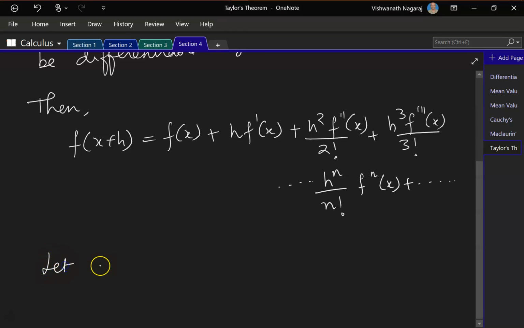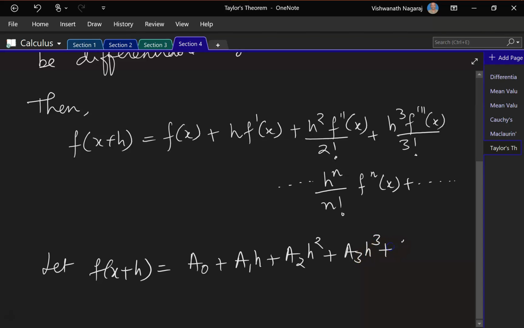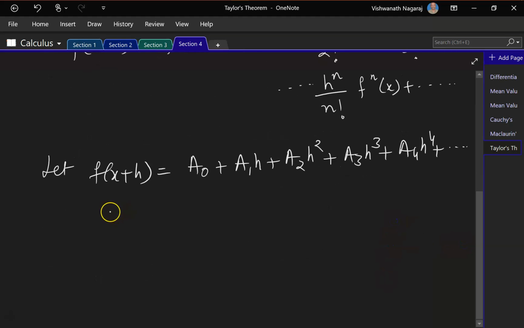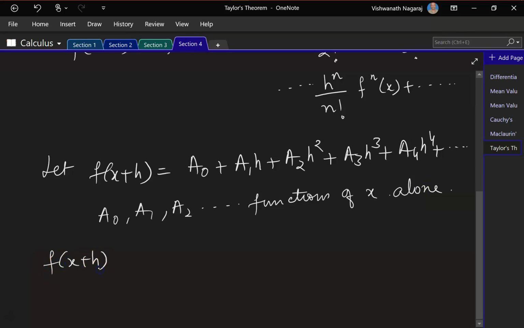Now let f of x plus h be equal to a naught plus a1h plus a2h square plus a3h cube plus a4h4 plus and so on. Now here a0, a1, a2 etc. are functions of x alone.